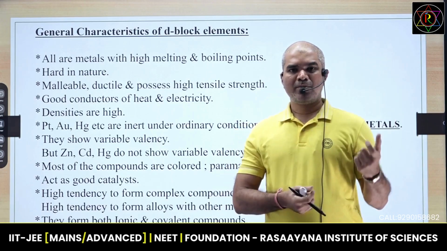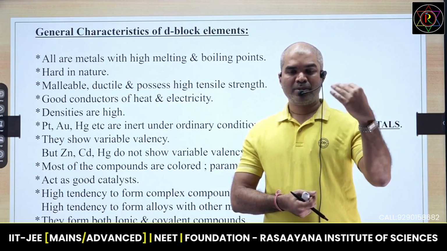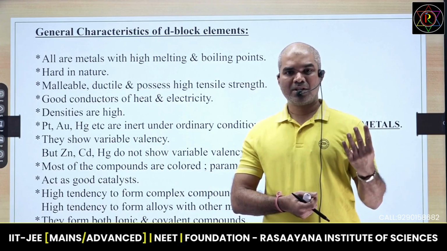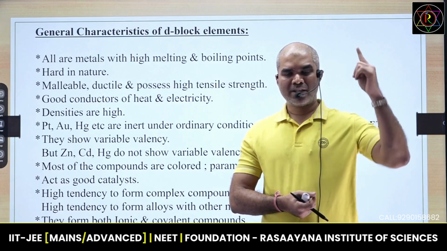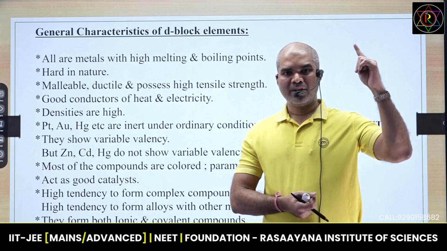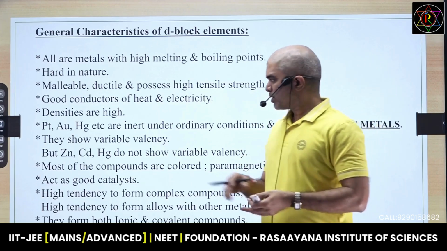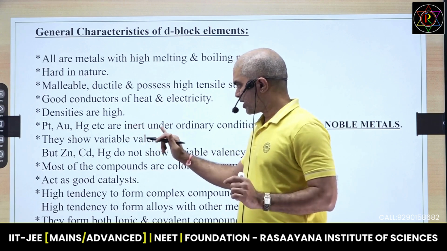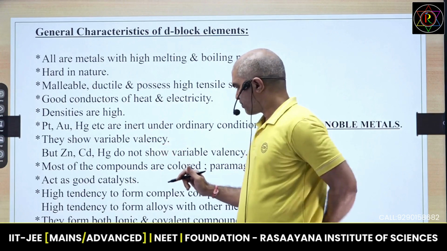If I take osmium tetroxide, osmium is found to be present in +8 oxidation state. It is combining with 4 oxygens. So osmium can have +8 oxidation state to the maximum, or it can have +1 oxidation state also. So we call it variable oxidation states. But the most common oxidation states are +2 and +3.